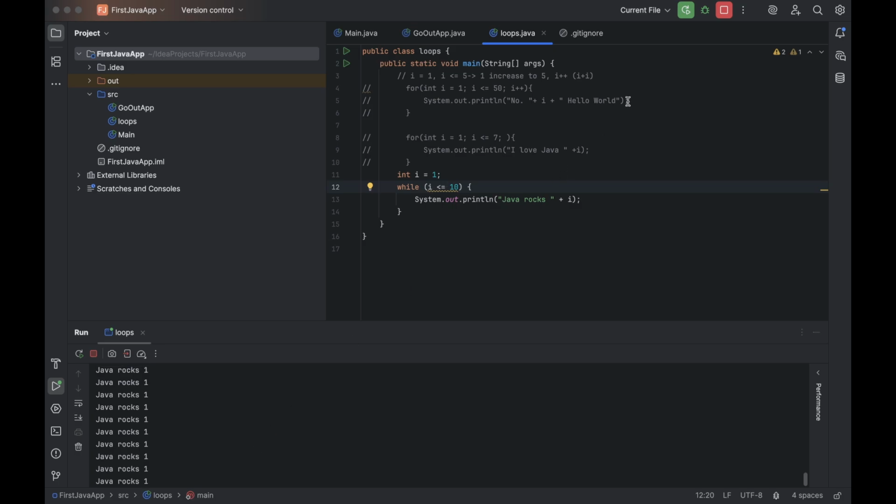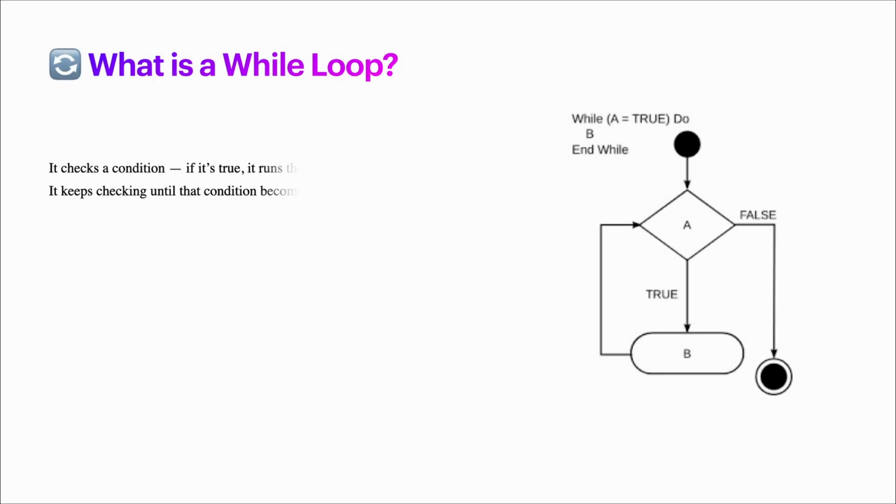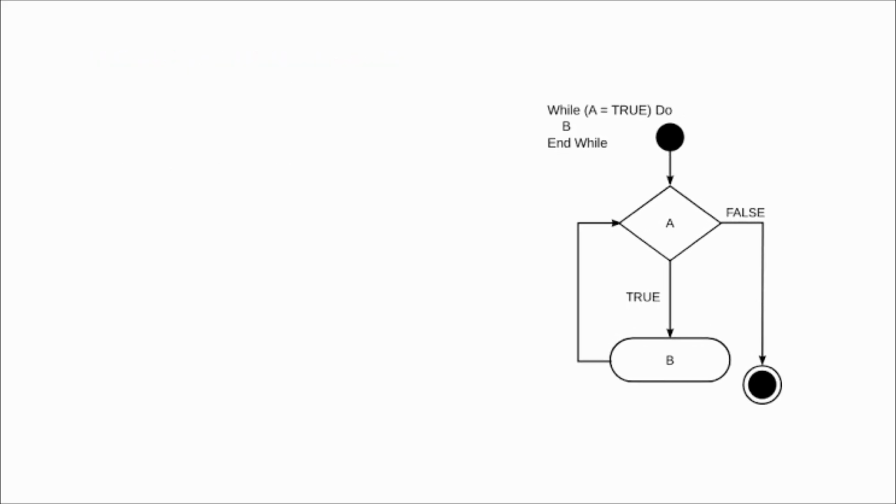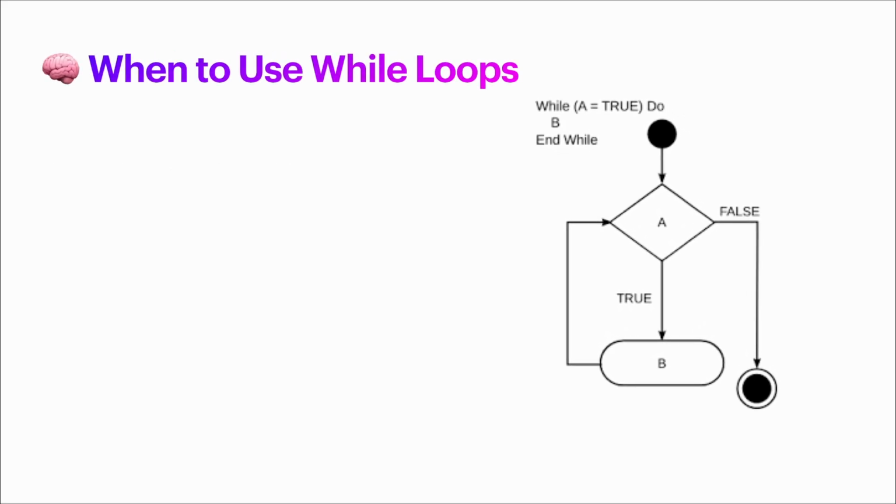Then you start seeing it's printing so much in my console. Why is this printing so much? It's because there is no condition to stop this. So how do we stop this now? We'll learn how to stop this.